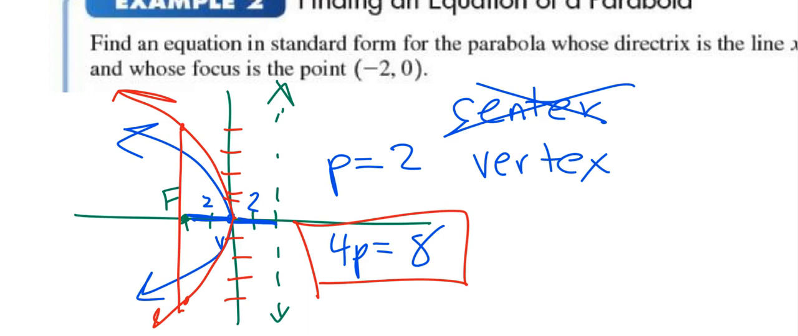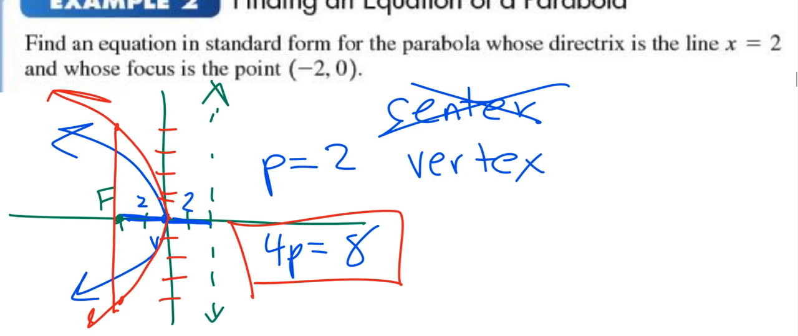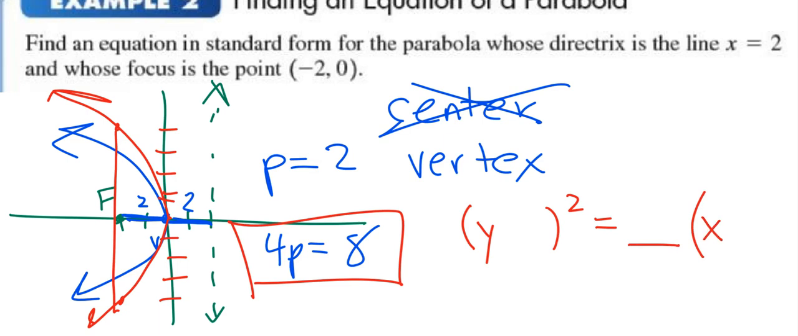No, you don't need to change it. I need you to understand. But yeah, they're not asking me to really sketch it. Okay? So, let's see here. We want the y minus something squared equals something times x minus something. Okay, ask your question, Ms. Coop.